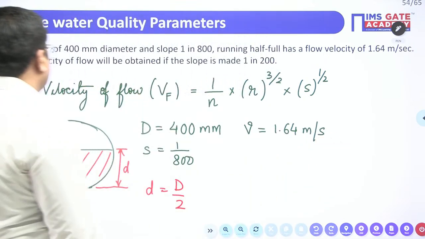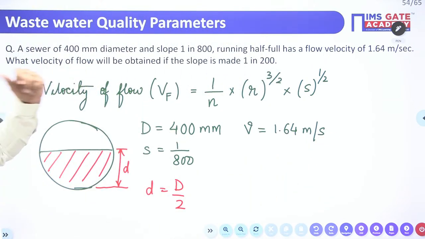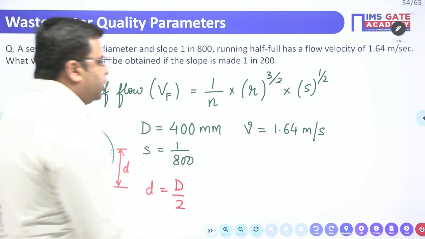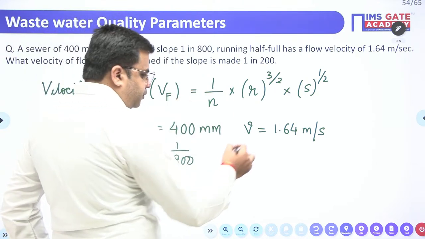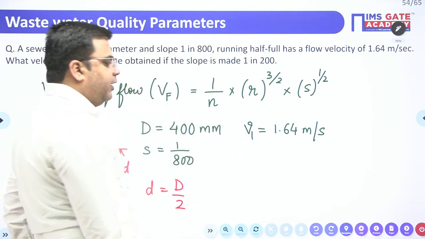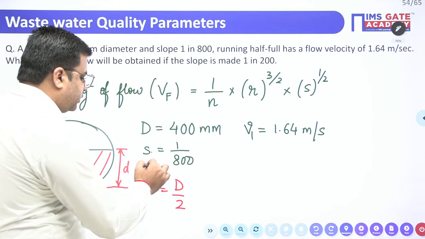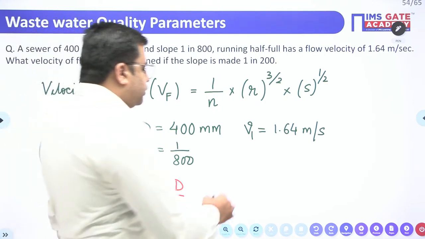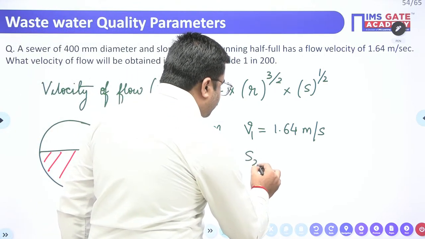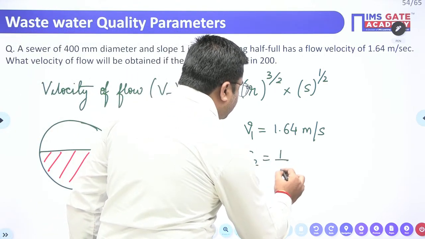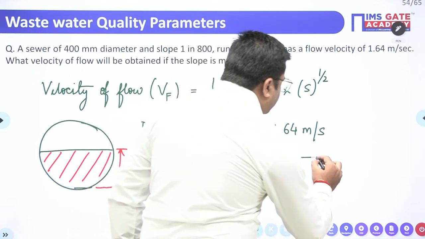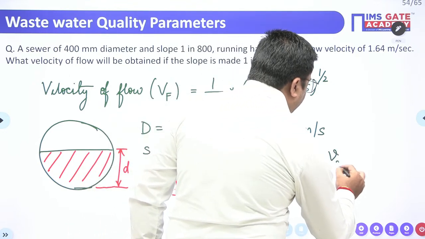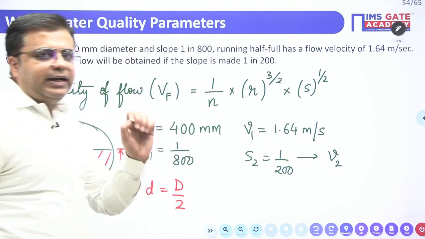What is asked in the question? You need to calculate the velocity of flow that will be obtained if the slope is changed to 1 in 200. So we have this Manning's expression. We have this V1 corresponding to S1 slope. When the slope is S2, that is 1 in 200, we need to calculate the value of V2. Is any change in depth of flow happening?